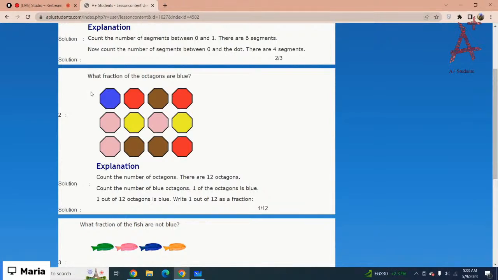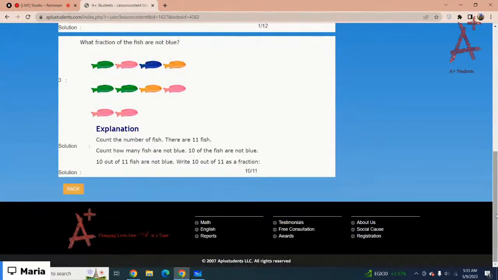You have to count the total octagons first. Yes, it would be 12 and only one of them is blue, so it would be 1 over 12. Got it? Okay, the next one is what fraction of the fish are not blue? So which is the correct option?